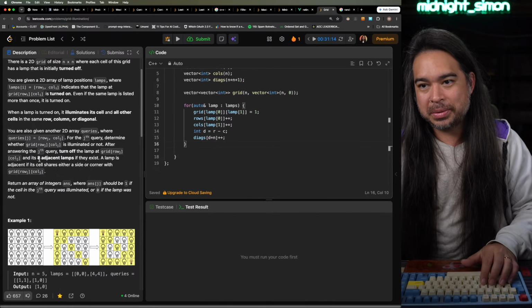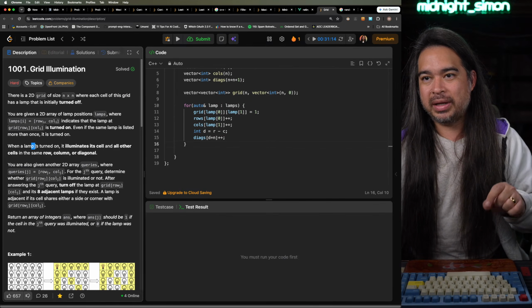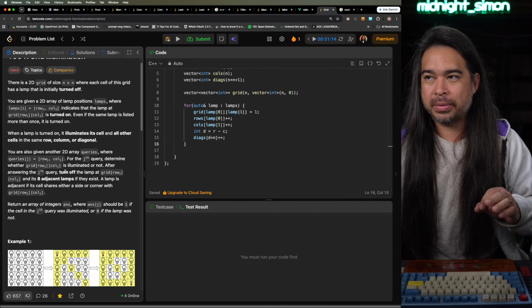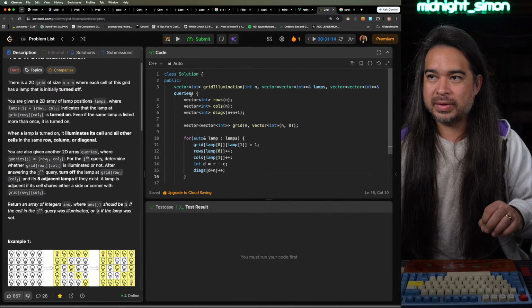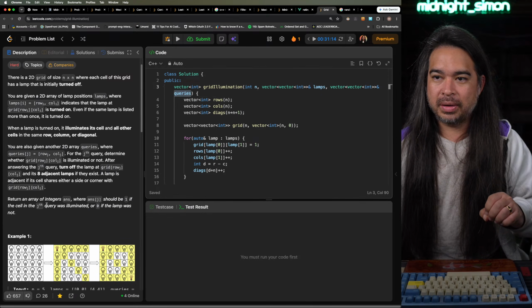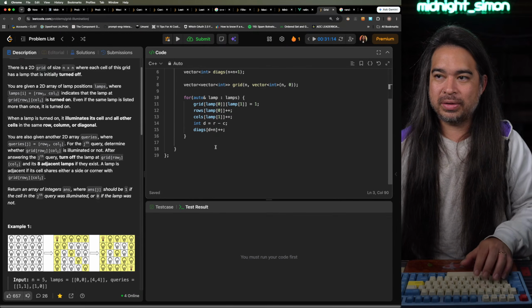So now they're saying when the lamp is turned on, it illuminates its cell and all other cells in the same row, column, or diagonal. So now we have to go through all of the queries and figure out if that lamp is illuminated or not.